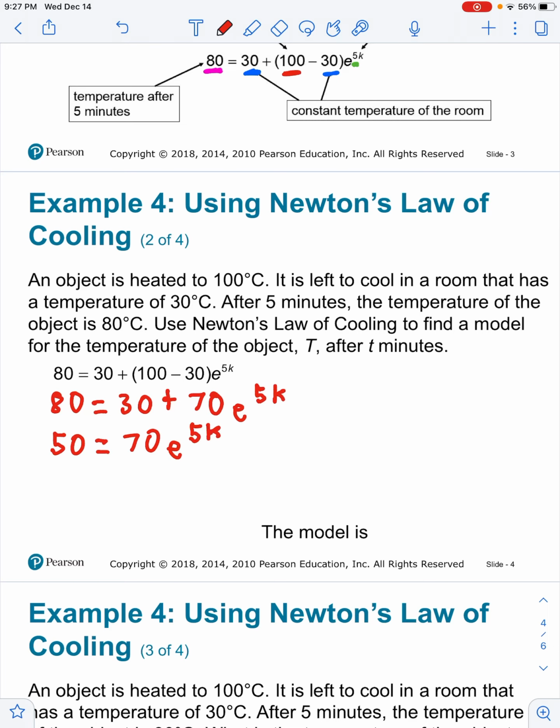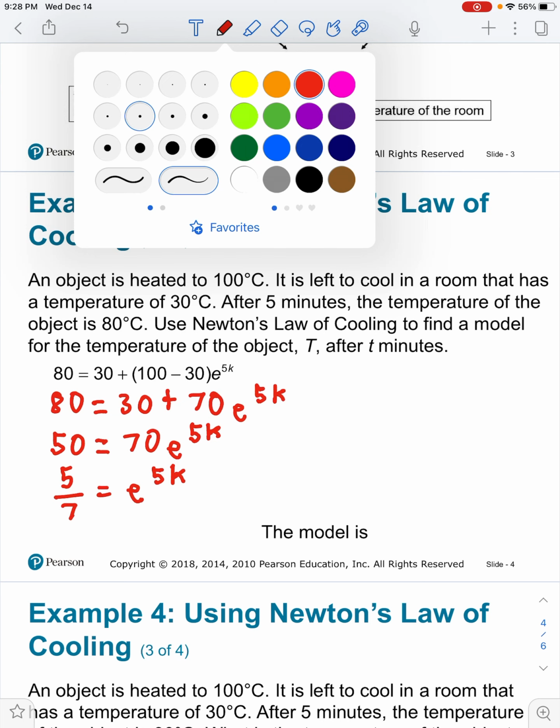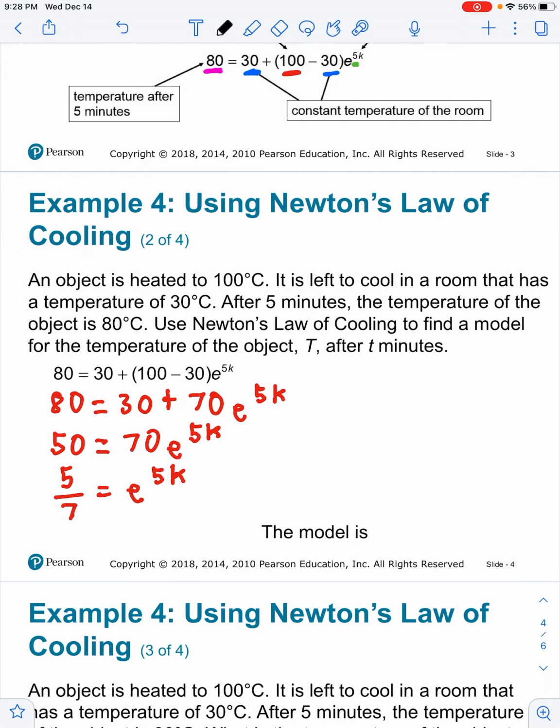At that point, I want to get the coefficient of the exponential term to be 1. And I can do that by dividing both sides by 70. When I divide both sides by 70, I get 50 over 70 reduces to 5/7 equals e raised to the 5k. At this point, it should look familiar to you with respect to what we did in our previous lesson. To solve and find the value of k, we want to take the natural log of both sides, since the base is e when we deal with the natural log, and on the right side, that's going to all cancel out.